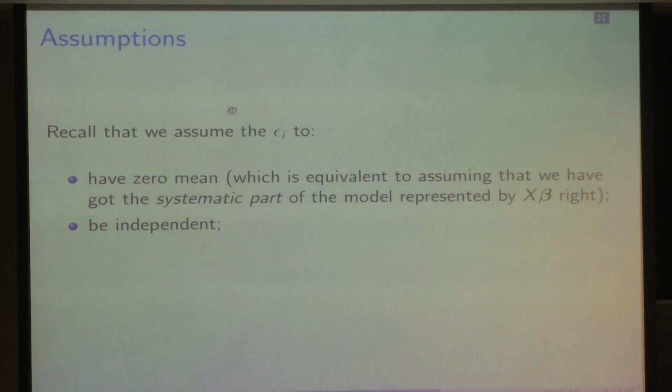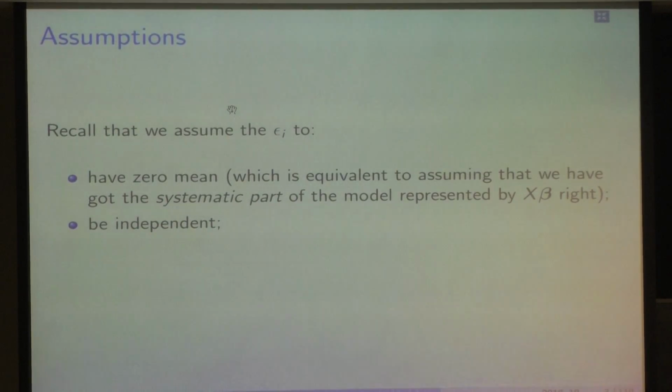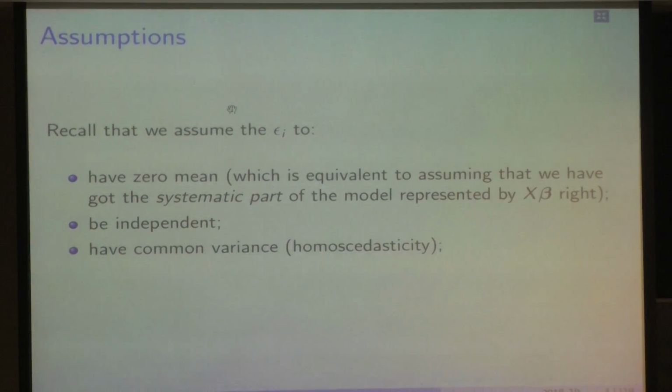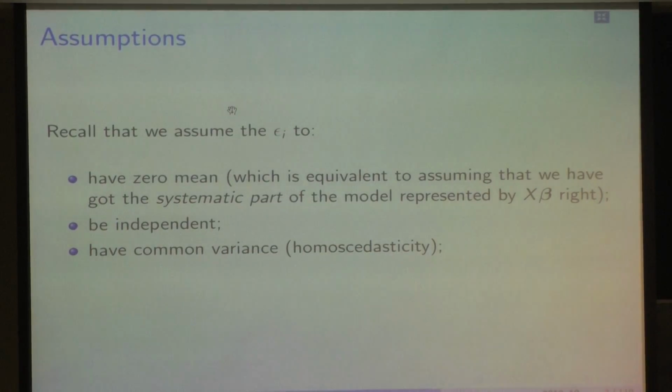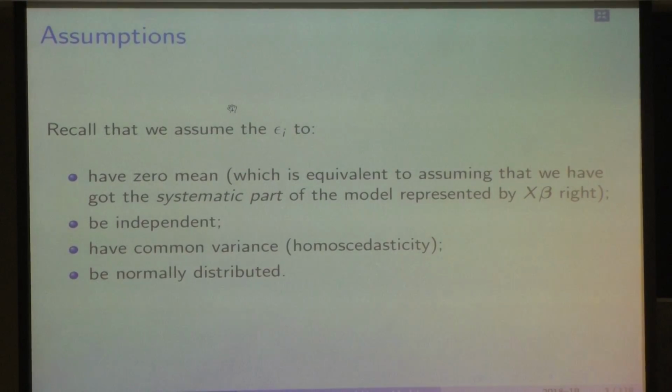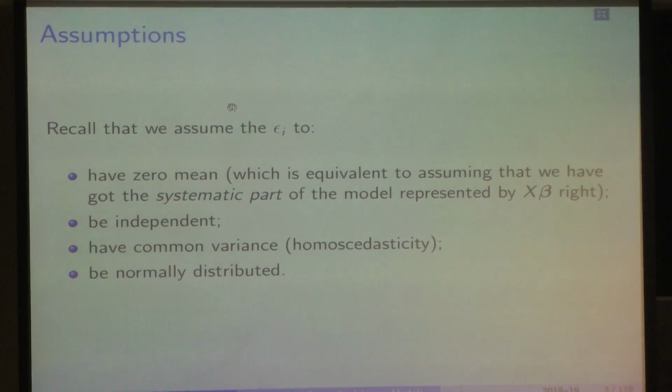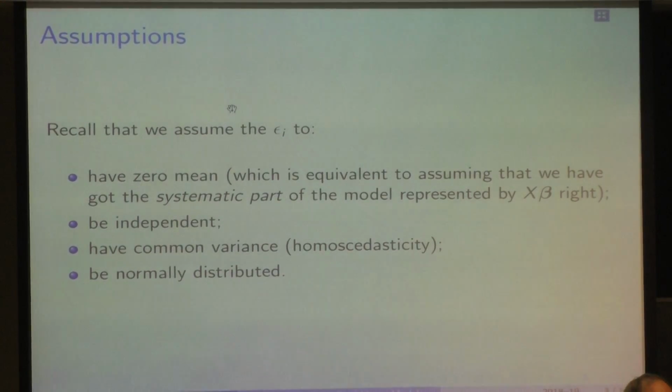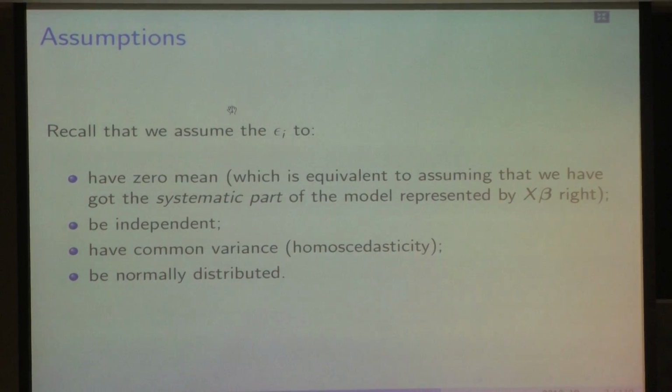Second one is that we assume the epsilon_i's are independent of each other. So the random parts of the model for different observations are independent. We assumed that they all have the same variance, and remember that we use this strange word, homoskedasticity, to describe them having the same variance. And we assume them to be normally distributed. So I'm largely going to be concentrating on checking these last three conditions: independence, homoskedasticity, and normal distribution.